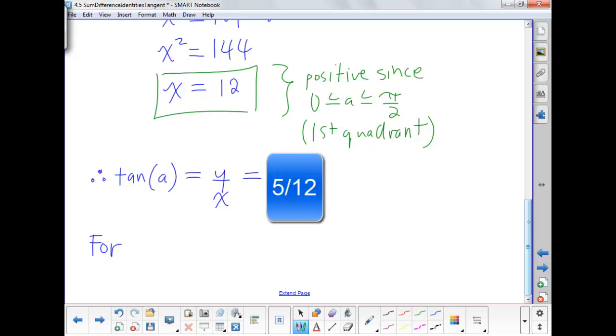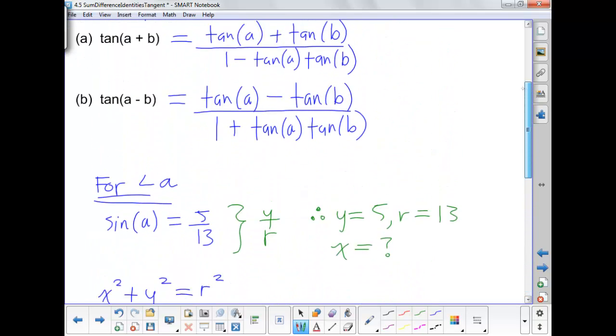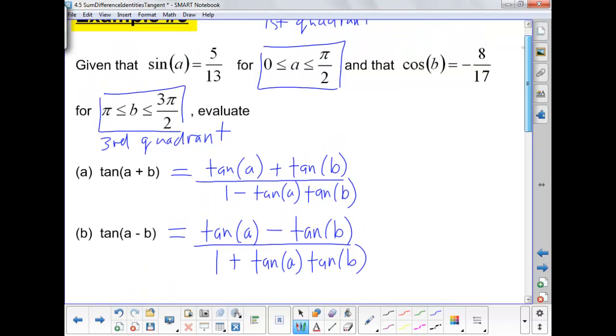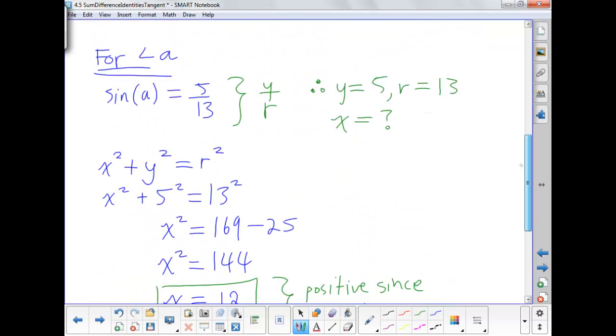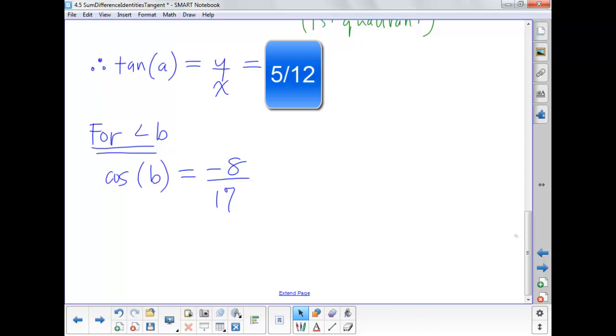The next part would be, okay, let's look at angle B. And to recap what we were told about angle B originally in the question, we knew that cos of angle B was negative 8 over 17. So cosine of B is, now I'm going to put the negative sign specifically with the 8 because I know the r value must be positive. R is always a positive quantity, so that only leaves x being negative as the possible option.